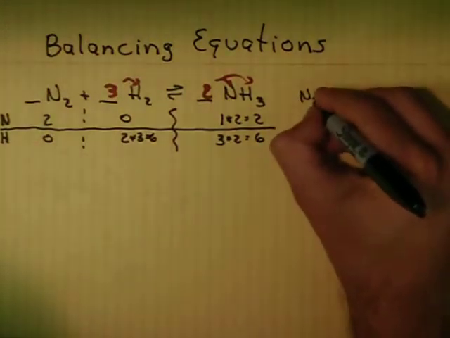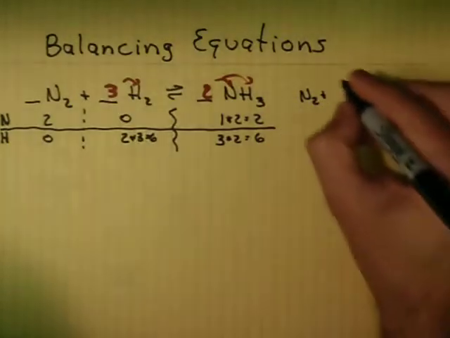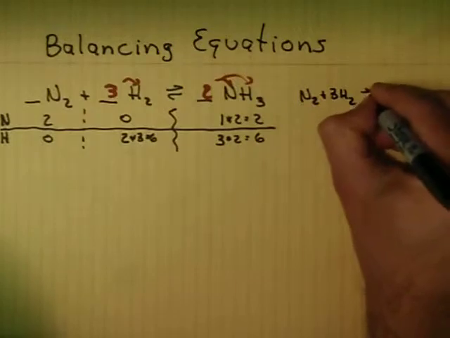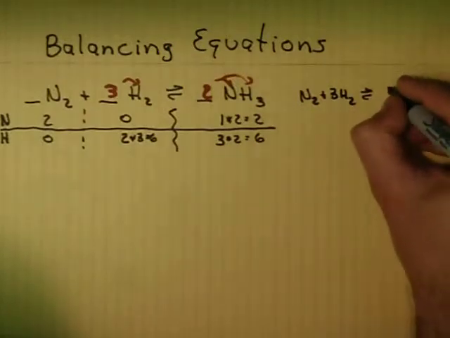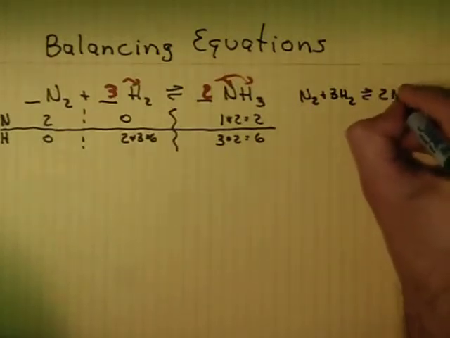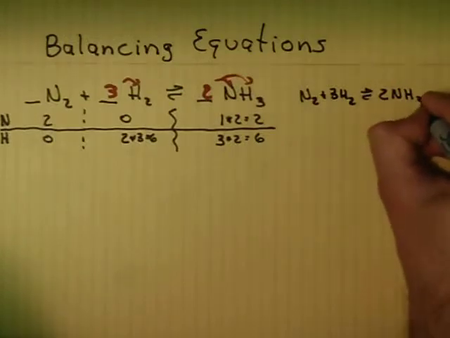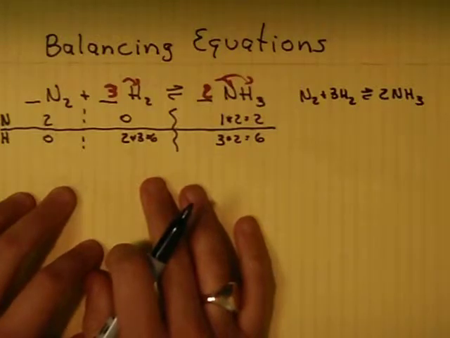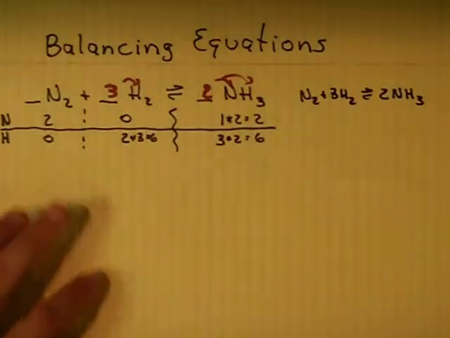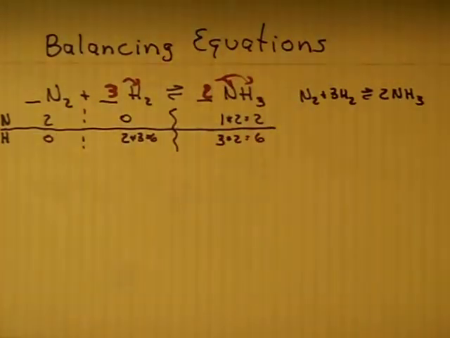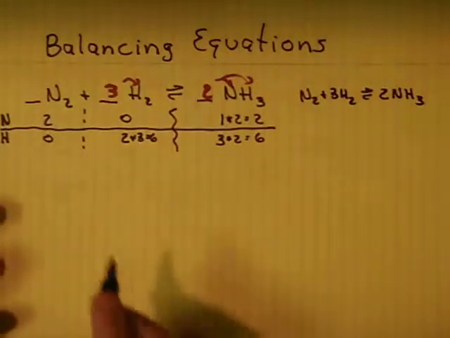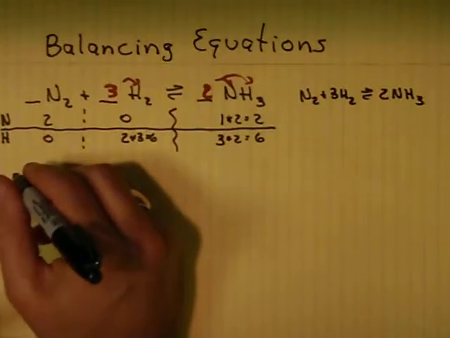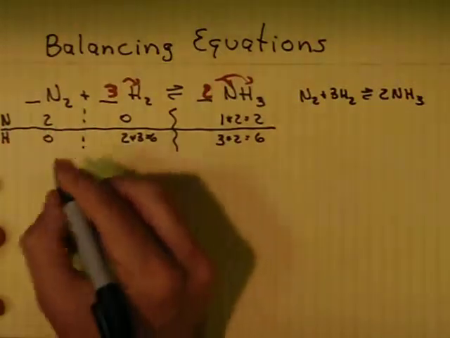If we were to rewrite it, N2 plus 3 H2, and then on the right side, 2 NH3. So balanced equation for the synthesis of ammonia. So we'll do one more real quick. Let's look at, we'll do the combustion of methane.